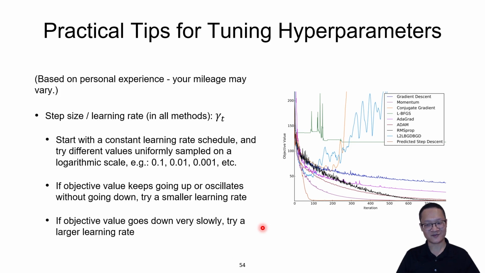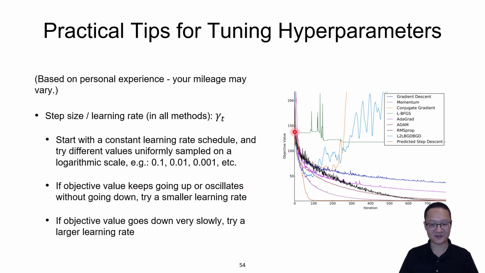So this is from my experience. This is what I start with at least, and then depending on how things go, I might change these hyperparameters. I normally start with a constant learning rate schedule. Then I would try to sample different learning rates on a log scale. That means I'll try 0.1, and then 10 times smaller, 0.01, and then 10 times smaller, 0.001, and so on.